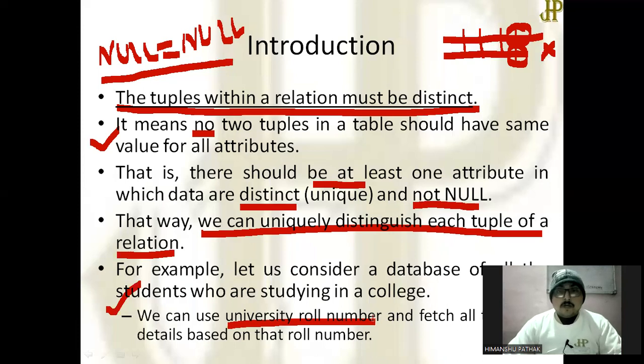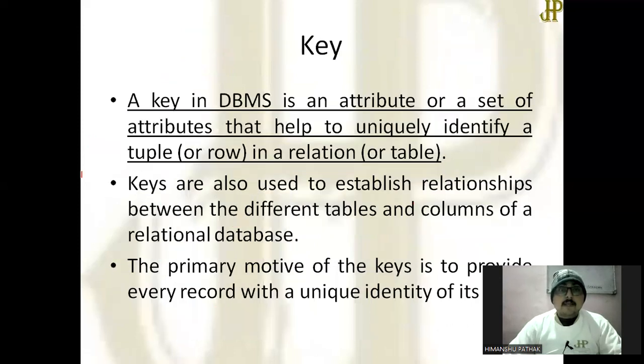So I think it is very clear to you why keys are needed. Keys are needed to uniquely distinguish each row of a table. That's it. So we can define a key in DBMS as an attribute or a set of attributes that help to uniquely identify a tuple in a relation.